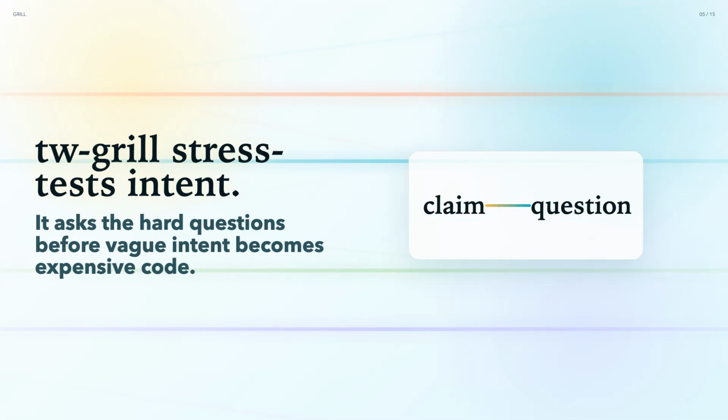tw-grill is the pressure test. It looks for missing details, contradictions, unverifiable claims, unstated non-goals, acceptance gaps, and validation questions. It is especially useful when the prompt sounds clear, but the shared understanding is still too thin.